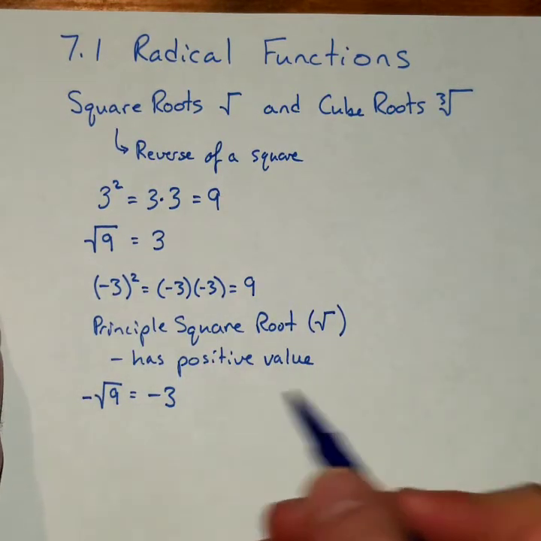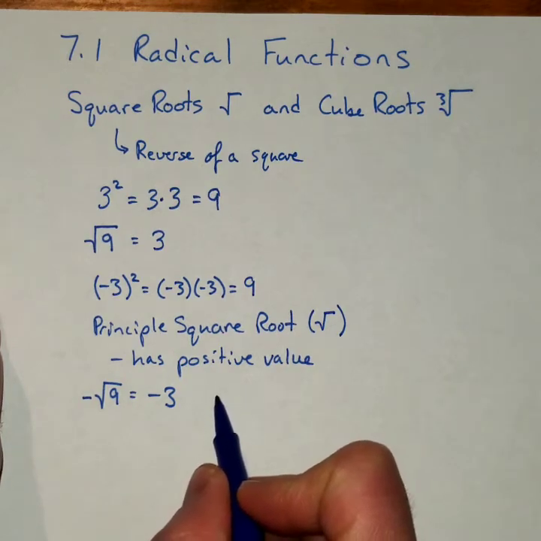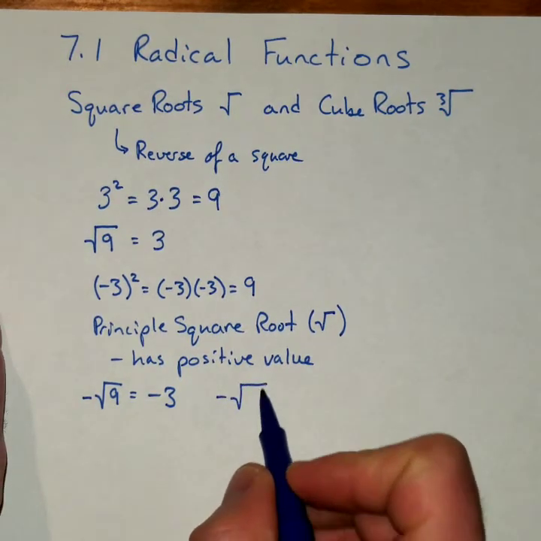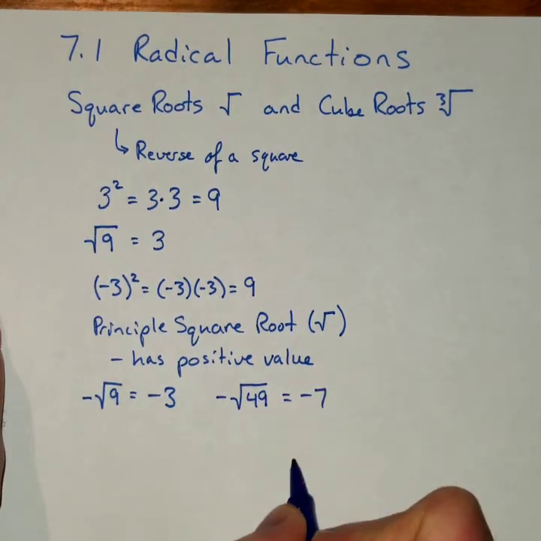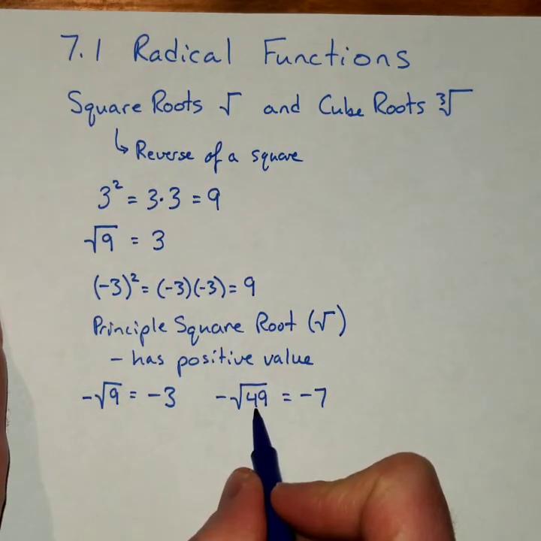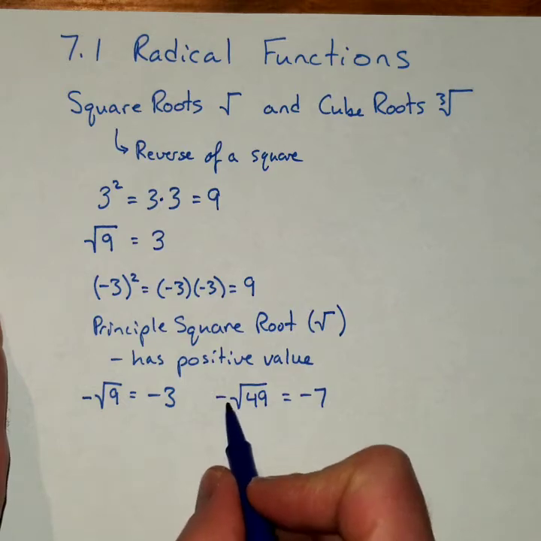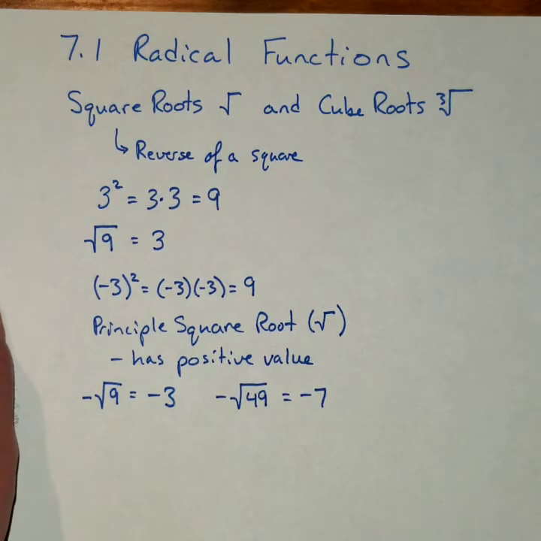So, you know, for instance, if we wanted the negative square root of 49, well, that would be negative 7, right? 7 squared is 49, and we want the negative of that. So that's the negative principal square root. Okay.